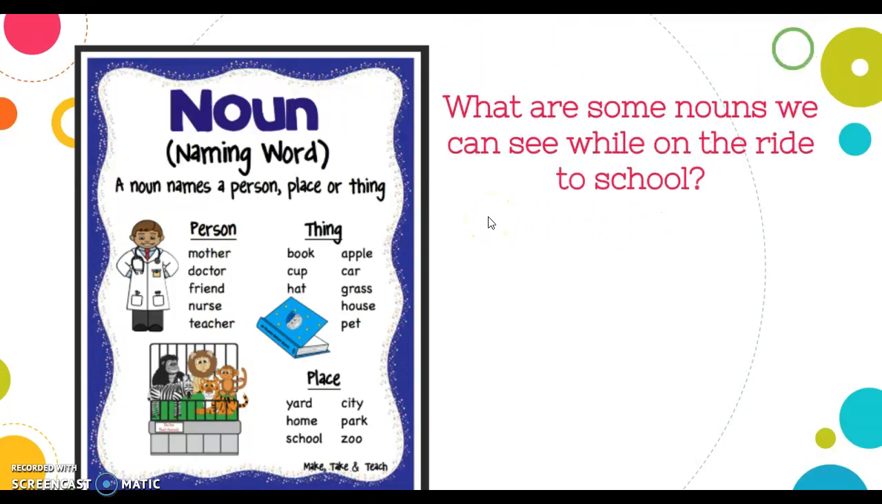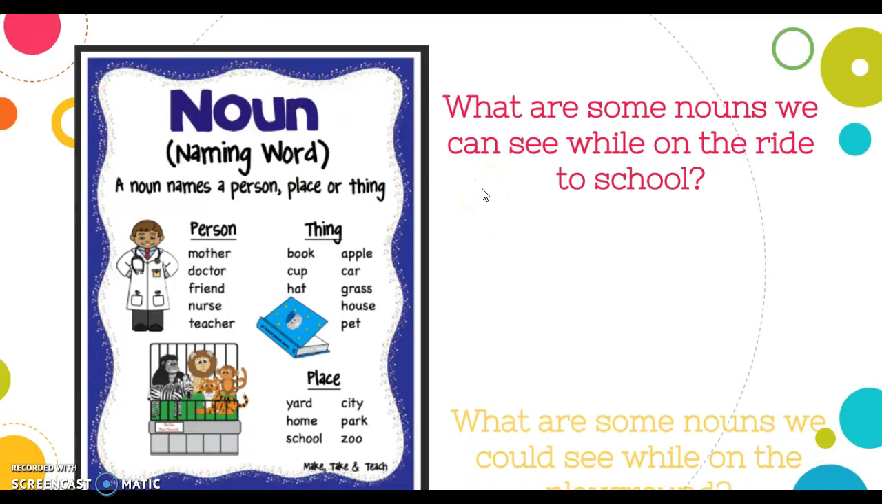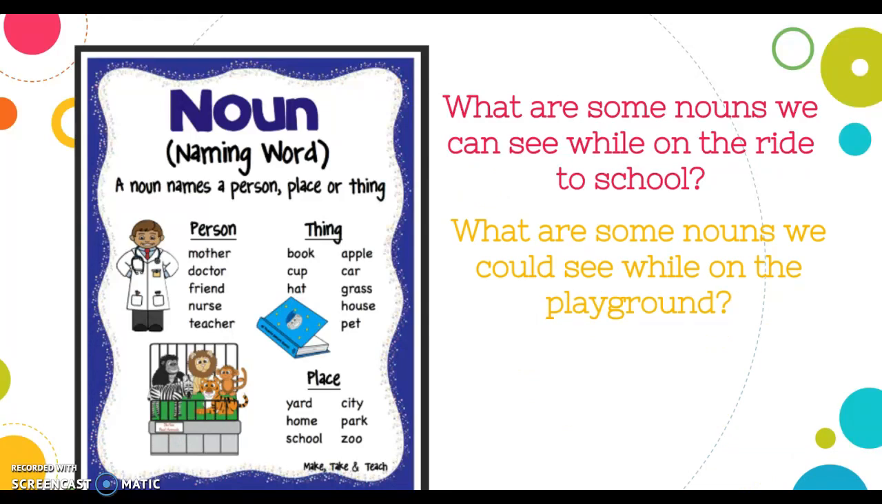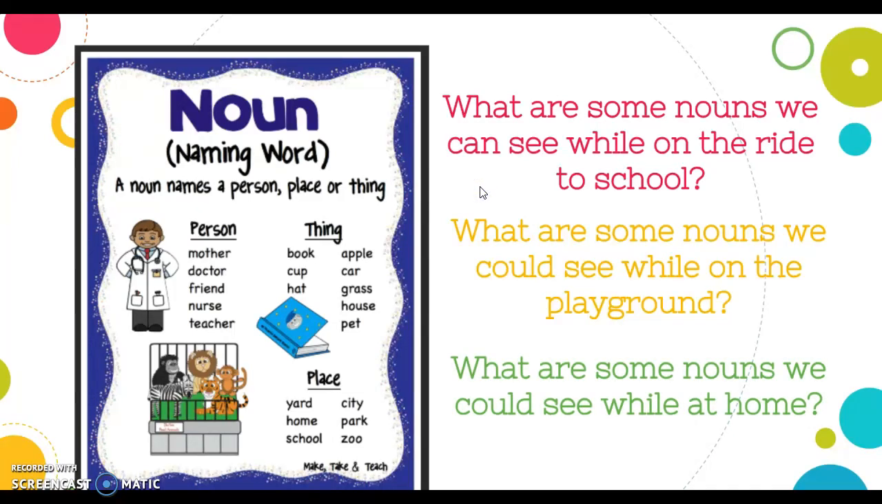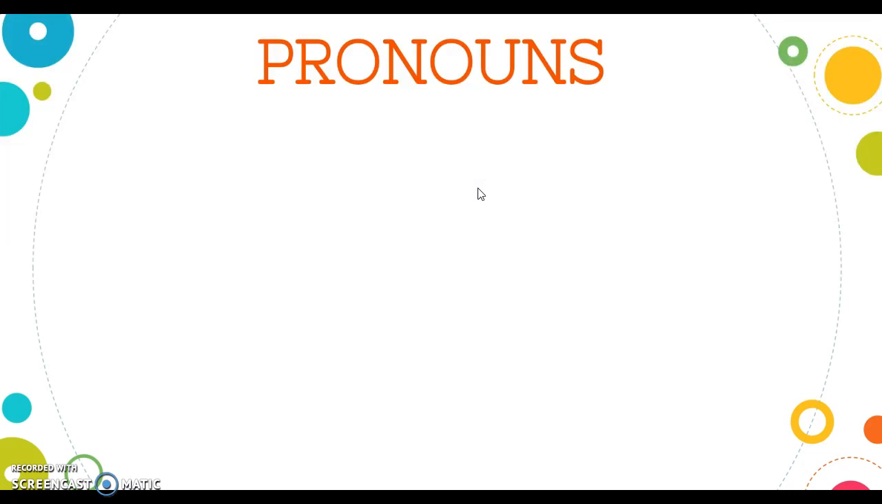So just for a little fun, let's look around our room and think about some nouns we could see while we were maybe riding on the bus to school or with our parents. What are some nouns we could see while on the playground? Fences, swings. And what are some nouns we could see while we're sitting at home? So just look around the room you're in. You see a bed, maybe some clothes.